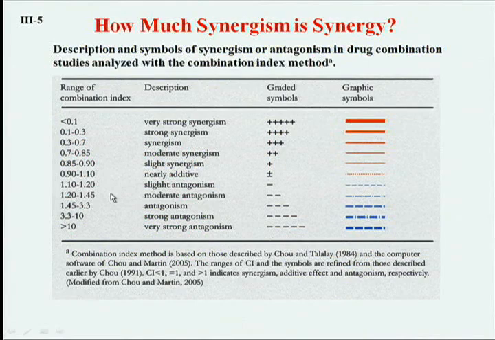Here, how much is synergism? Because people say synergy, it can be tiny synergy, it can be very strong synergy. So this is my recommendation. A combination index range from 0.9 to 1.1 is nearly additive. Then slight synergism, moderate synergism, strong synergism, very strong synergism, and the same thing for antagonism. And there is a color and graphic line for the graphic. So this is a recommendation. So everything is quantitative.